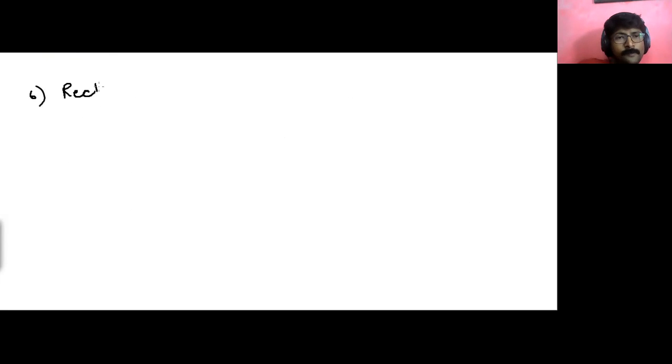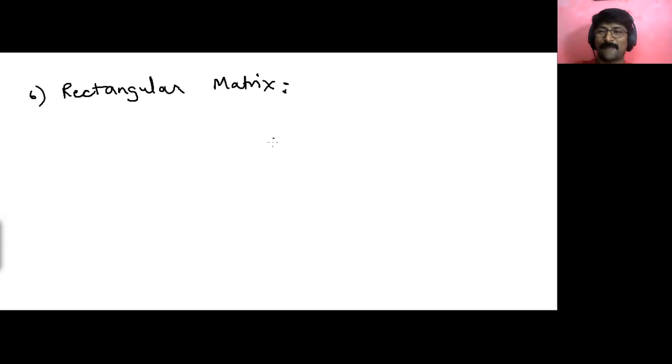Rectangular matrix. What is a rectangular matrix? This chapter will come again in standard 12, and that time it will be huge. There would be singular matrix, and many more things like triangular matrix, upper triangular matrix, lower triangular matrix, symmetric matrix, skew symmetric matrix, and many more things will come.